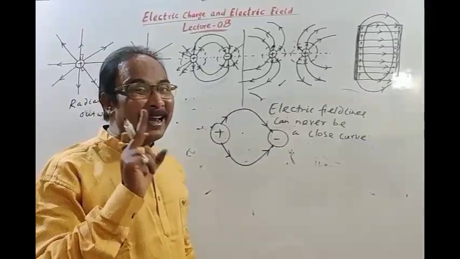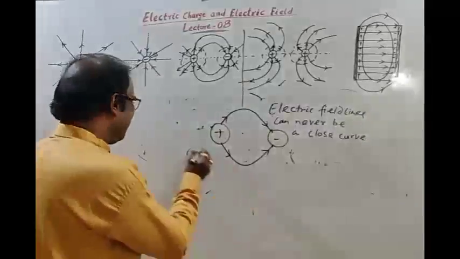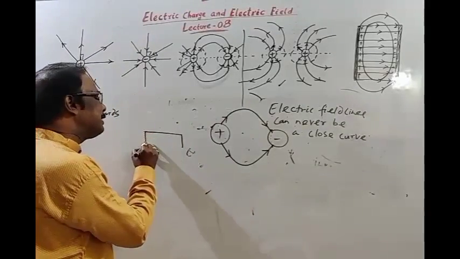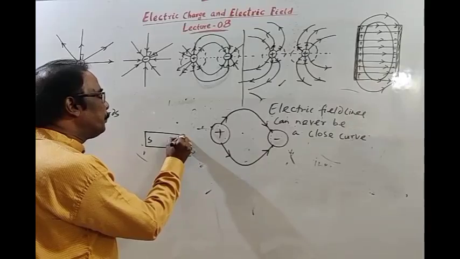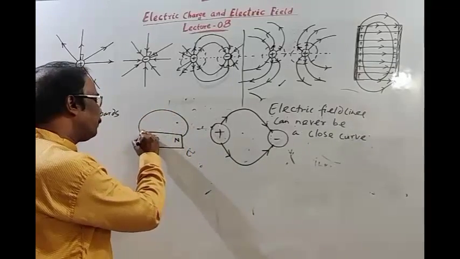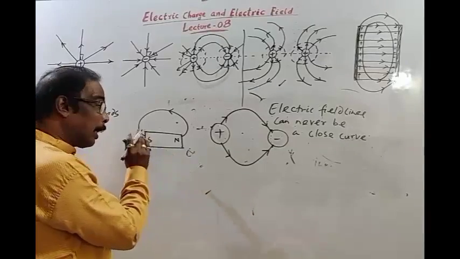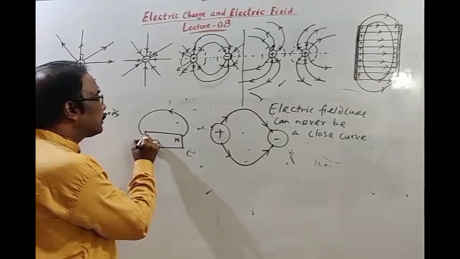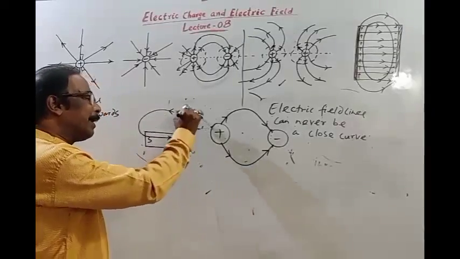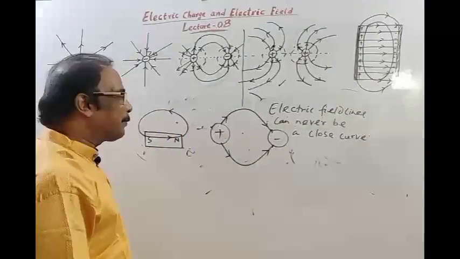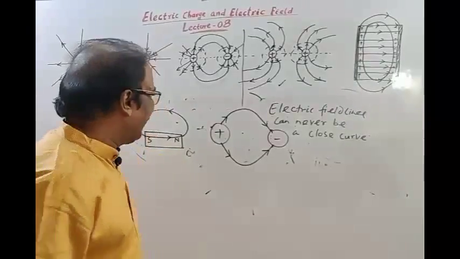But magnetic field lines may be closed curves. For a magnet, we'll discuss in magnetism. This is the south pole, this is the north pole. Lines of force start from the north pole and move towards the south pole, not terminating on the south pole but entering into it and again reaching the north pole. So magnetic field lines are closed curves but electric field lines can never be closed curves.